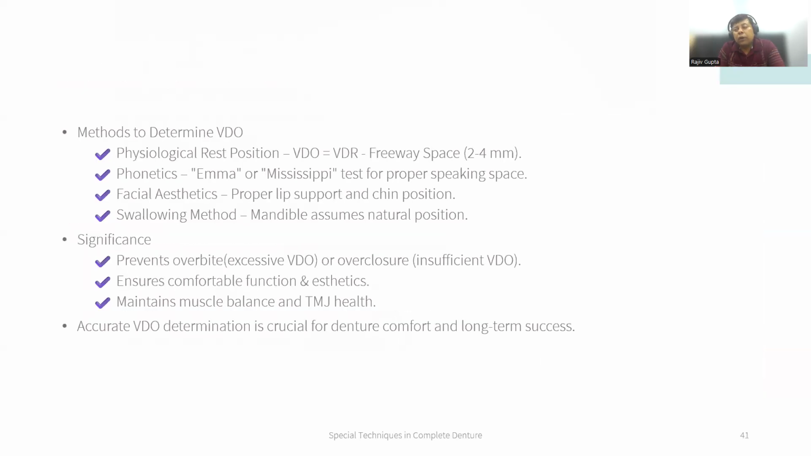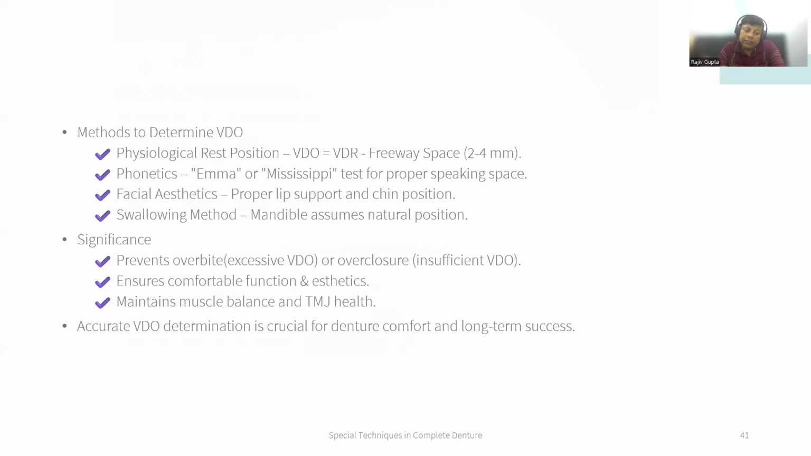Various methods can be used. We can use the physiological rest position, that is the Niswonger method, which we routinely used in our clinical postings. We can use phonetics, facial aesthetics, as well as the swallowing method. So these are various physiological methods which can be used to determine the right vertical dimension for the patient.